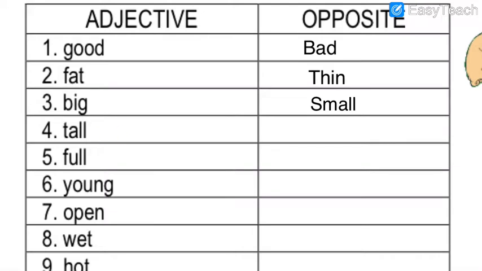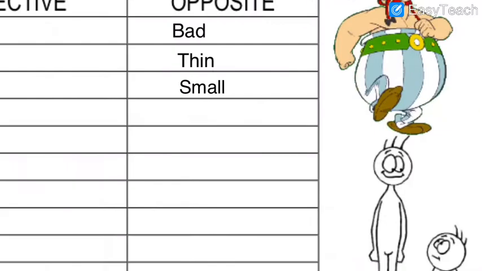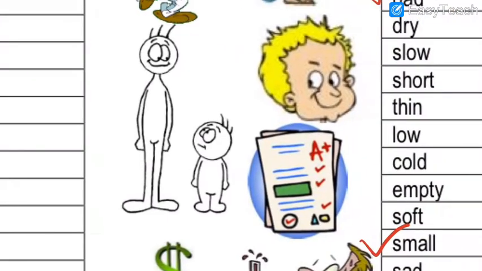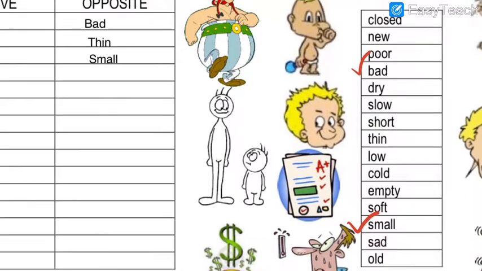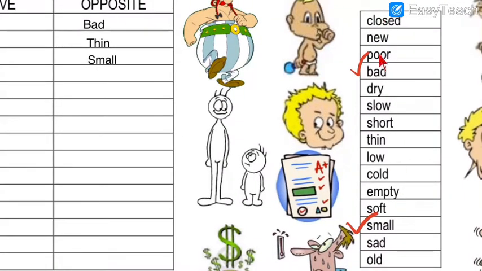Next is tall. What is the opposite of the word tall? See here, this boy is tall. So what is the opposite? What can we call this boy in comparison to the tall boy? Again, I'd like to display the options here. These are the options. What is the opposite of tall? Find it out. Your time starts now.